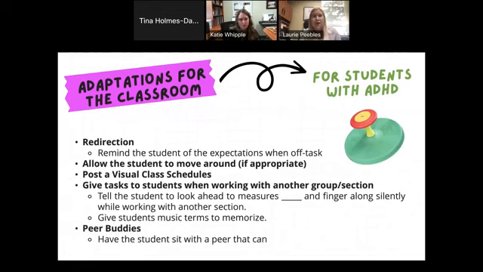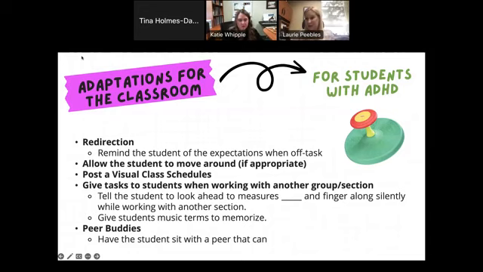So, I wanted to give you some adaptations for the classroom. The best adaptation, which I know many of you do on a daily basis, is simply redirection. Knowing that the brain is wired differently, if we can just remind the students of the expectations when they are off task, that will be great. We don't have to stress it or hound on it over and over again. Just a nice reminder of what they're supposed to be doing.